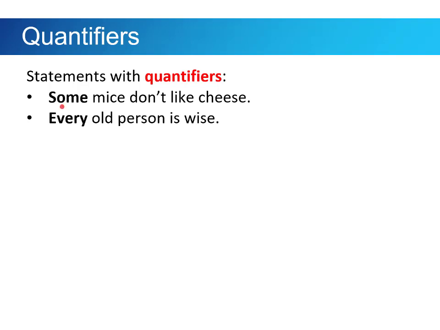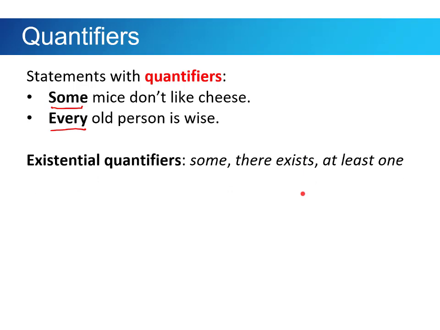The first one says, some mice don't like cheese. And the second one says, every old person is wise. So the some and the every give us a sense of quantity. That's why these are called quantifiers. Some mice don't like cheese. Every old person is wise. But these two statements are also a little bit different.